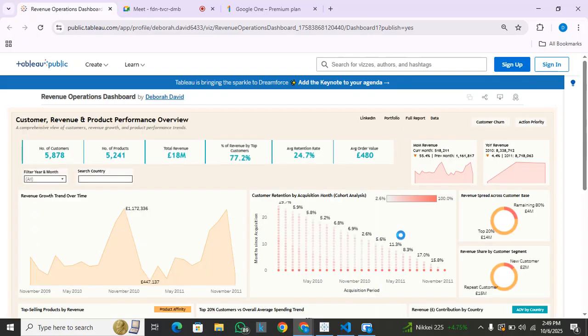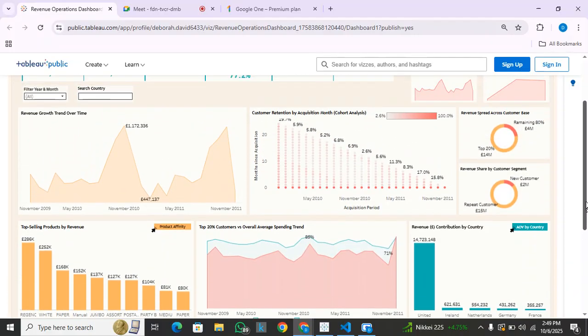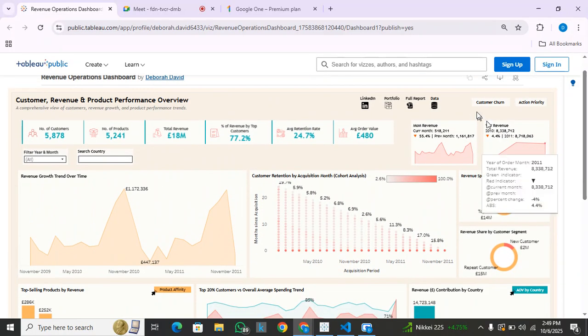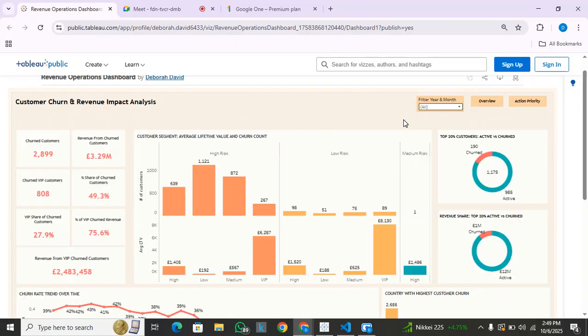So we've seen where the business is in product, customer, and revenue. So let's see the risk this business is facing. The biggest risk the business is facing is customer churn and the impact it has on the revenue.